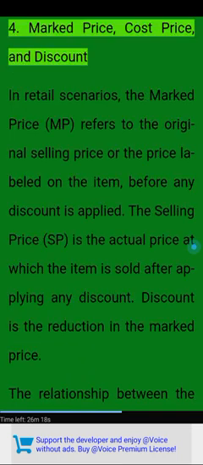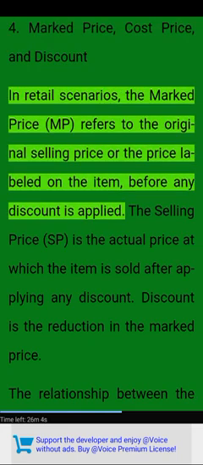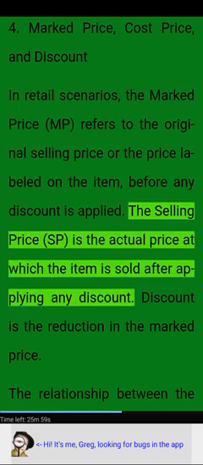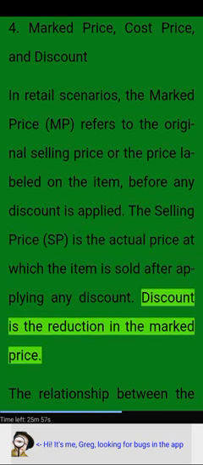4. Marked price, cost price, and discount. In retail scenarios, the marked price, MP, refers to the original selling price labeled on the item before any discount is applied. The selling price, SP, is the actual price at which the item is sold after applying any discount. Discount is the reduction in the marked price.